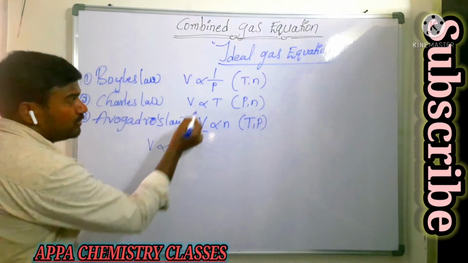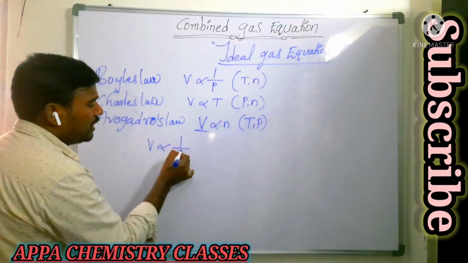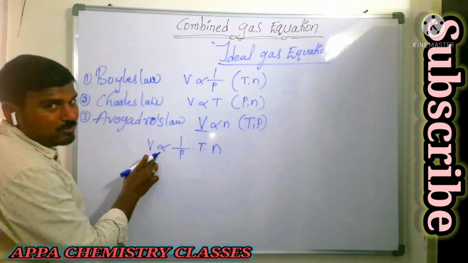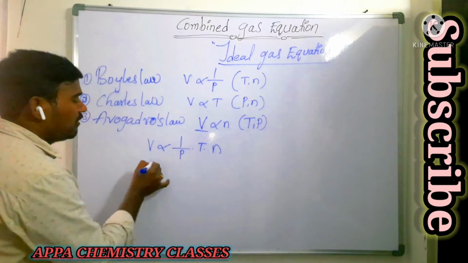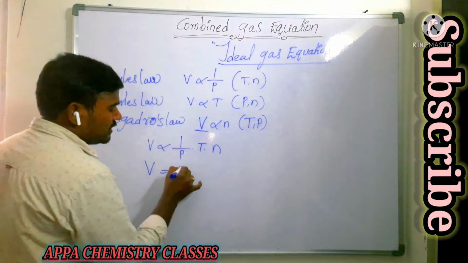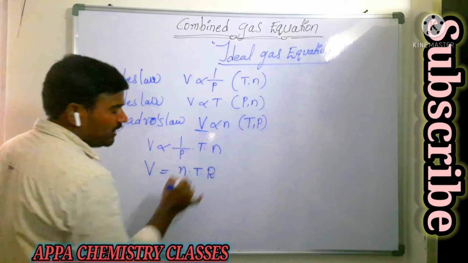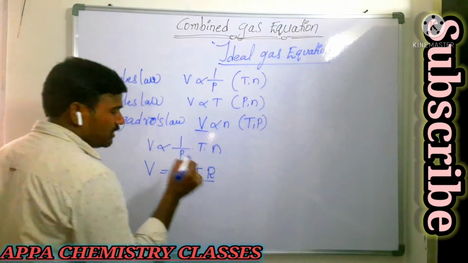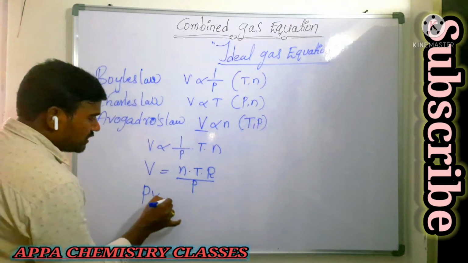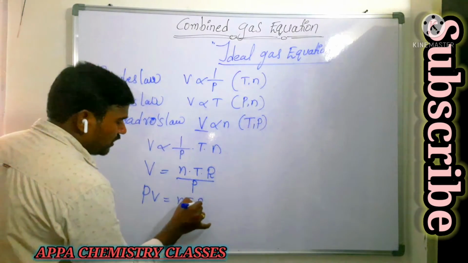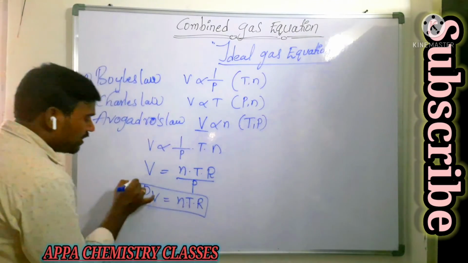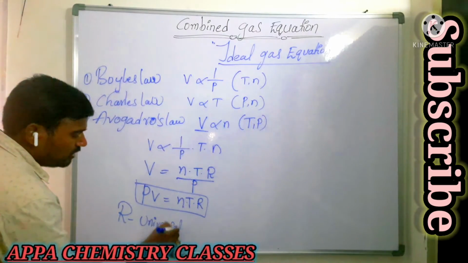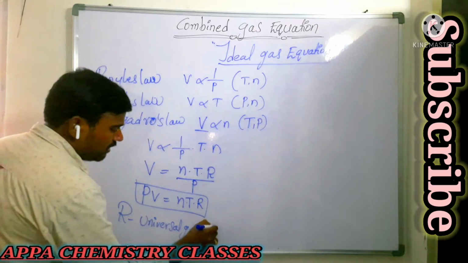That is, V is directly proportional to, from all these three, 1 by P into T into N. So if you remove this proportionality symbol, we have to keep one constant. Volume is equal to N into T into R, where R is the proportionality constant. So that is PV equals NRT. Now what is this R here? It is the proportionality constant, and R is also called the universal gas constant.